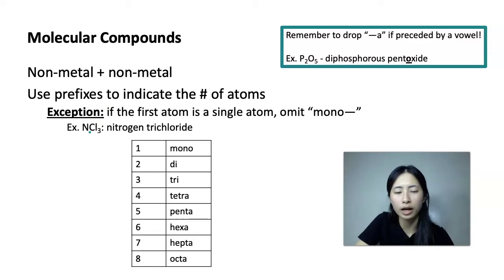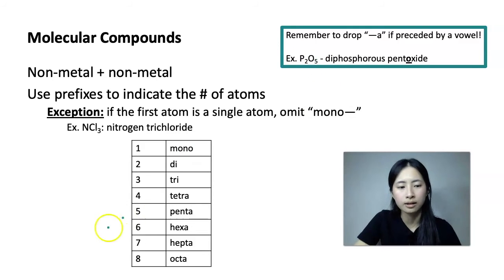The only exception here is if your first atom is a single atom. For example, you have nitrogen trichloride, you don't say mononitrogen. Instead, you just drop the mono and you say nitrogen trichloride. And remember to keep in mind that if you have tetra, penta, hexa, hepta, and octa, you need to drop your a if it's preceded by a vowel. For example, diphosphorus pentoxide and not pentaoxide.